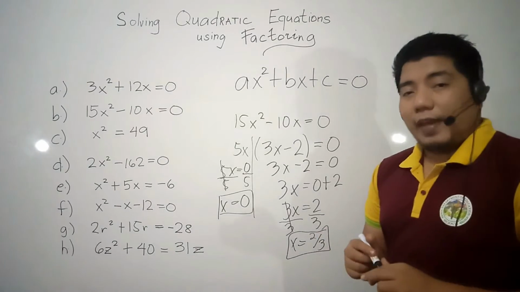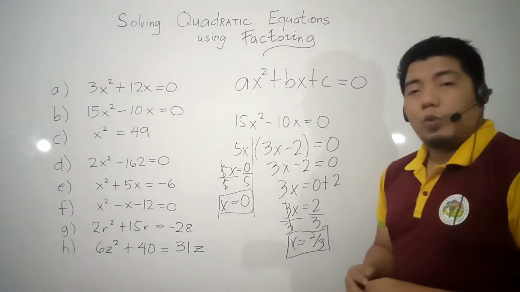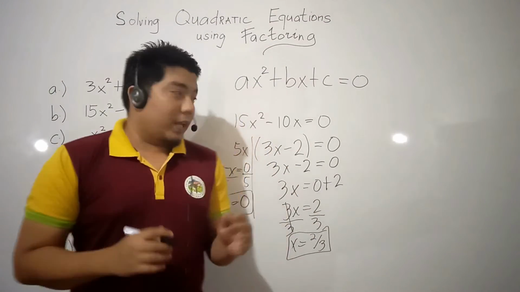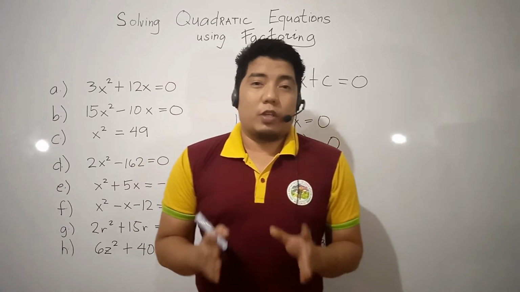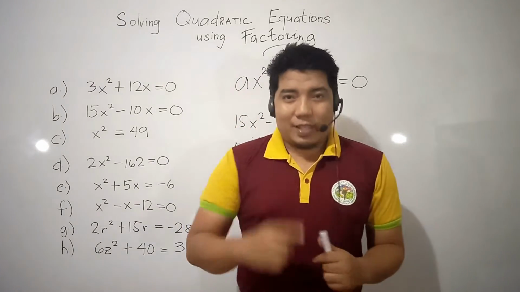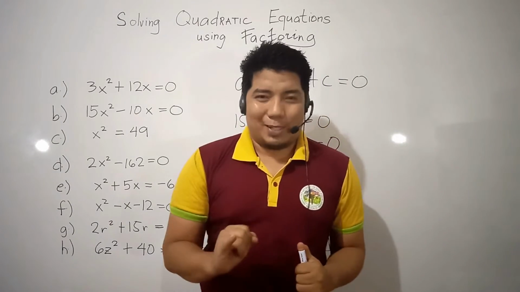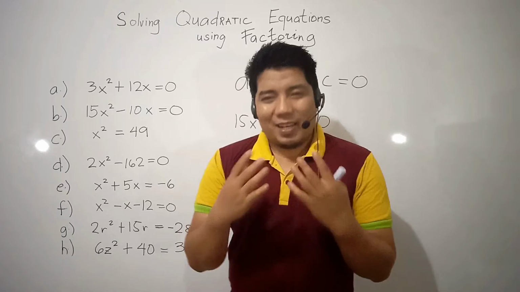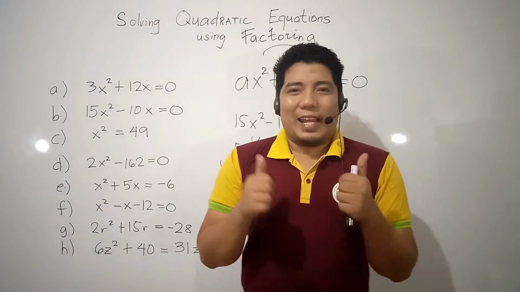So for the values of x, we have x is equal to 0 and we have x is equal to 2/3. Now I will give you a simple trick about this kind of scenario. If you have a quadratic equation in which you don't have any constant term, remember this: one of the values is always equal to 0. Okay? And the other one is the other factor. Okay? Now, let us go to the next scenario.